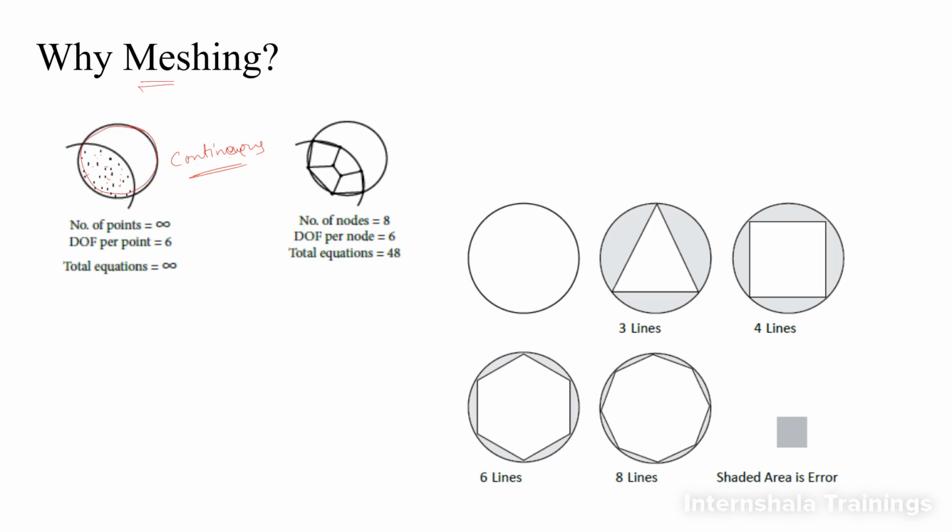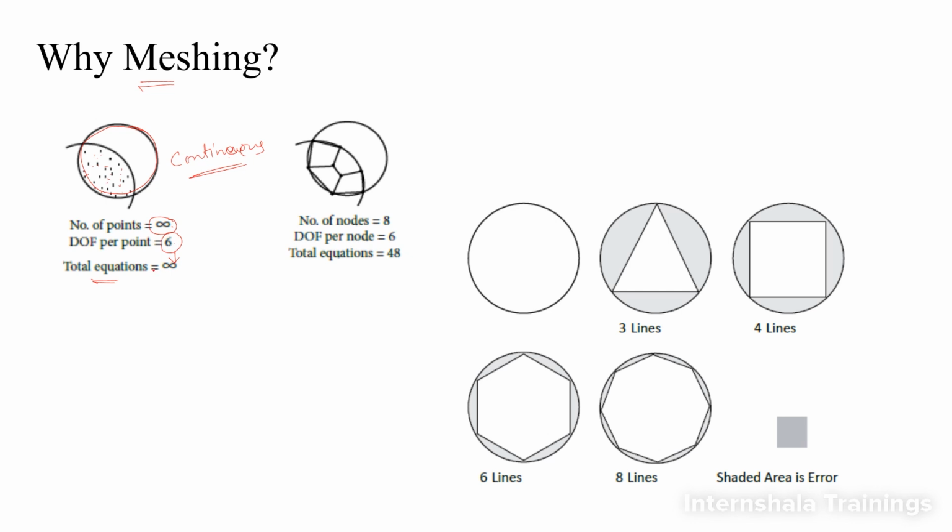So in order for us to solve the problem, we have an infinite number of points and 6 degrees of freedom at each and every point. So how many equations are required to solve this particular problem? We need 6 into infinity, which gives you an infinite number of equations. So can we solve an infinite number of equations? No, I don't think so.